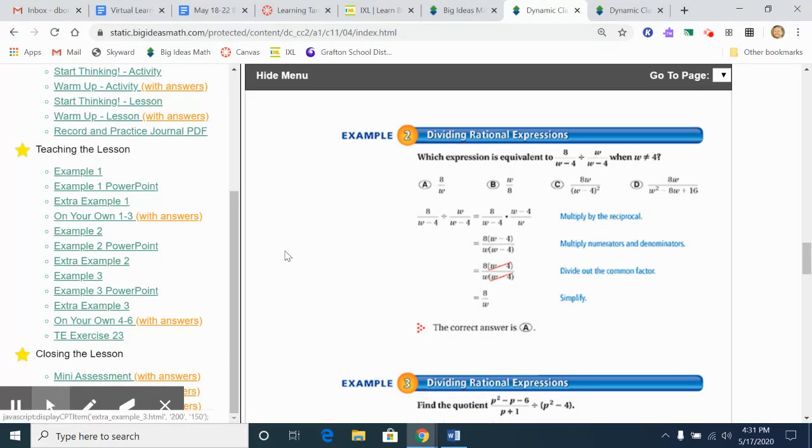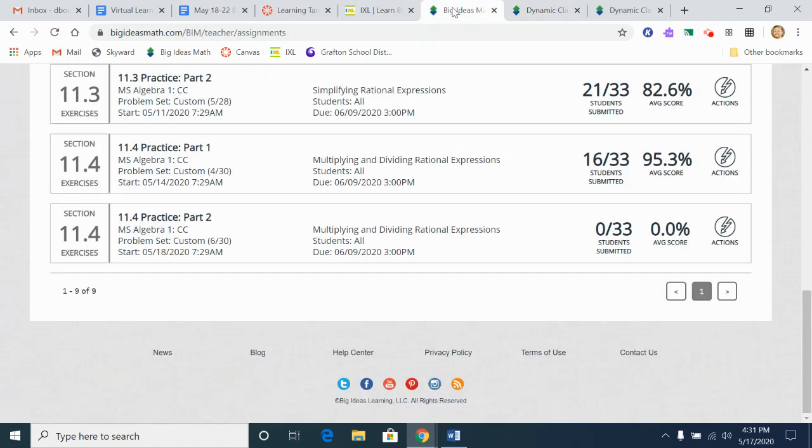All right, so that's the end of the lesson. Hopefully that made sense. What you guys are going to do right now is go into big ideas, and you are going to complete these 6 problems under the 11.4 practice part 2. And that's it for today. You will do something on IXL tomorrow for multiplying and dividing as a benchmark.